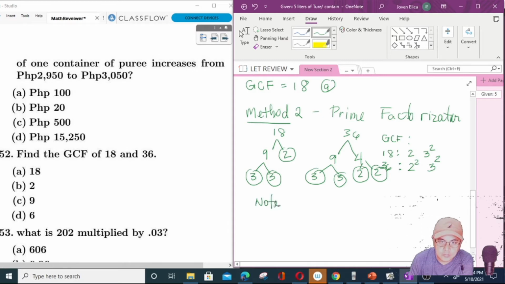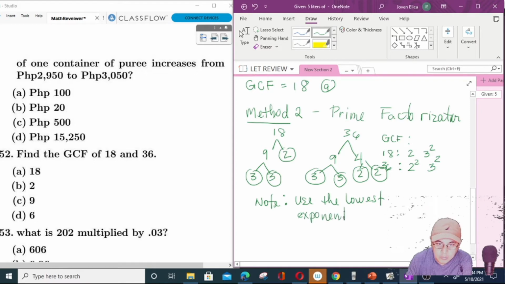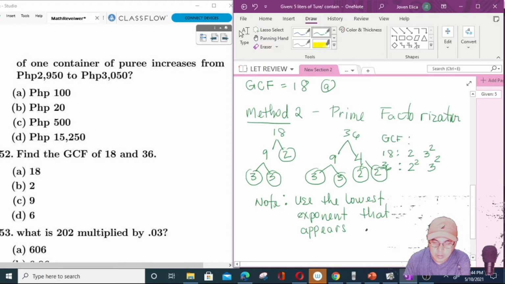For the GCF, note, I have a note here. In order to get the GCF using method 2, take note, use the lowest exponent that appears on the common factor, then multiply.